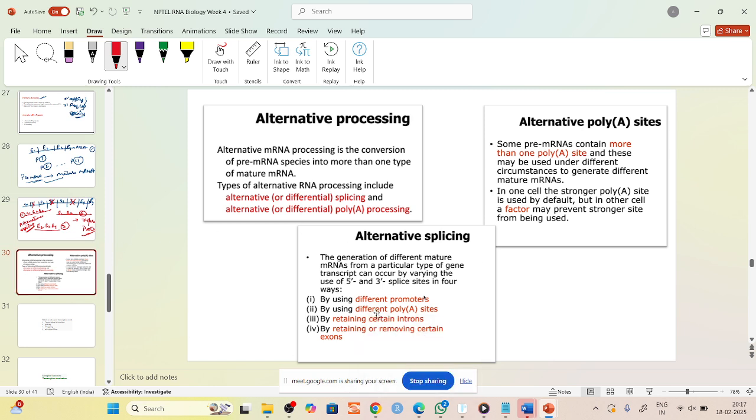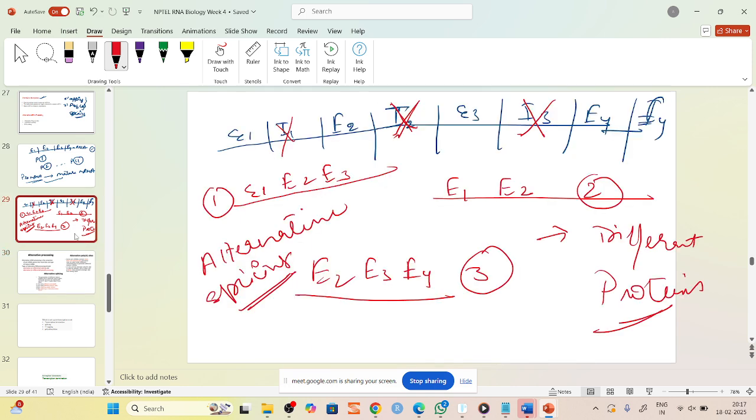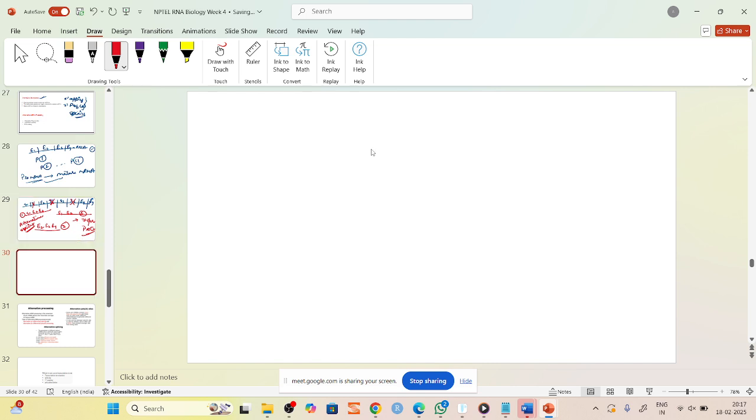Now we'll see alternative processing by having different poly A sites. What does it mean? Some pre-mRNA contain more than one poly A site and they may be used under different circumstances to generate different mature mRNAs. How? In one cell, the stronger poly A site is used by default, but in another cell, a factor may prevent the stronger site from being used. So now we'll see how different poly A sites can be used.